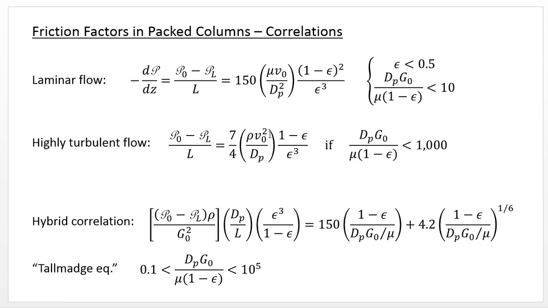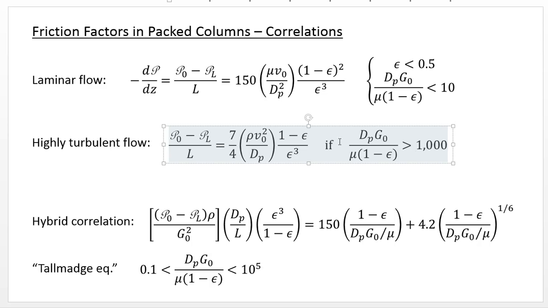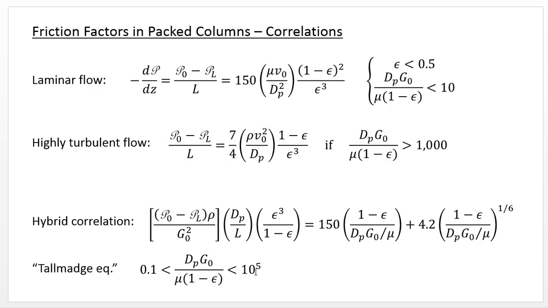For highly turbulent flow, we have this correlation here, which is valid if this thing is greater than 1,000. So that's for very large values of the flow rate. And then we have a hybrid correlation, which basically is a fit to these two things in experimental data for points that lie between. This is known as the Talmadge equation, and it's valid for a large range of d p G naught over mu times (1 minus epsilon), lying between 0.1 and 10 to the fifth. If it's smaller than 0.1, one would use a correlation for laminar flow. If it's greater than 10 to the fifth, you have to try to look something else up, but it's kind of rare that it will be bigger than this.